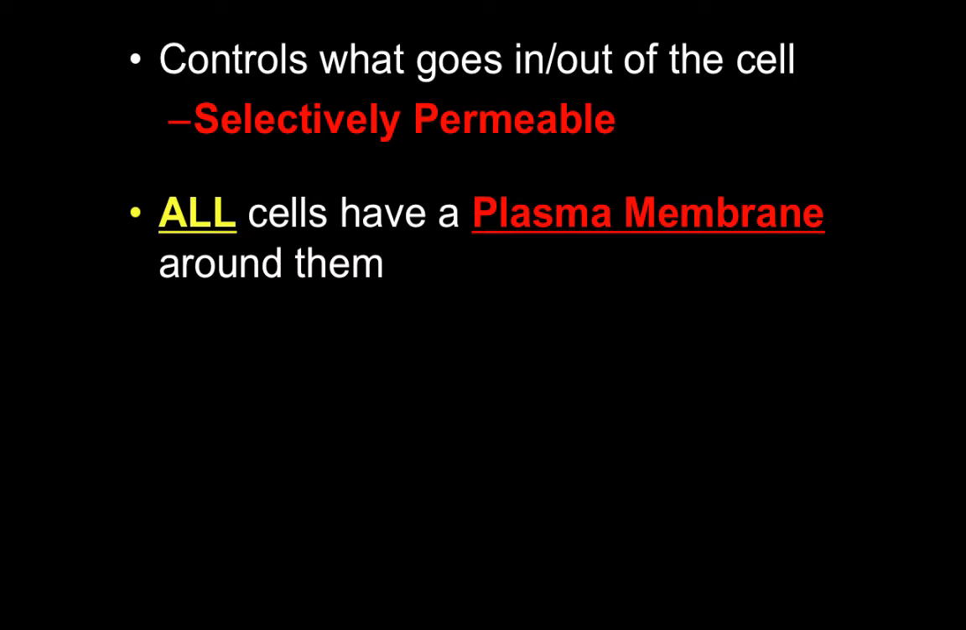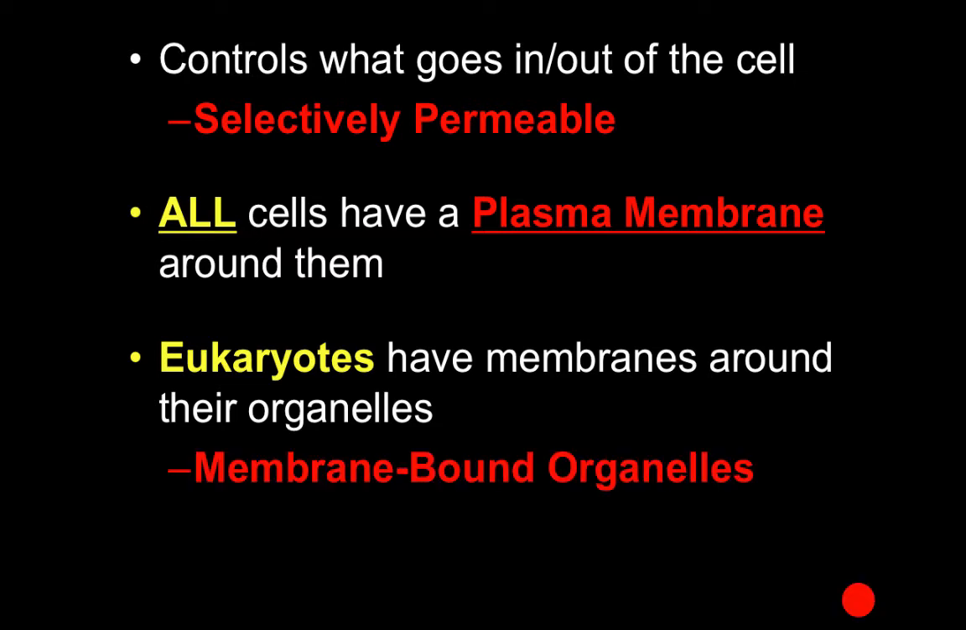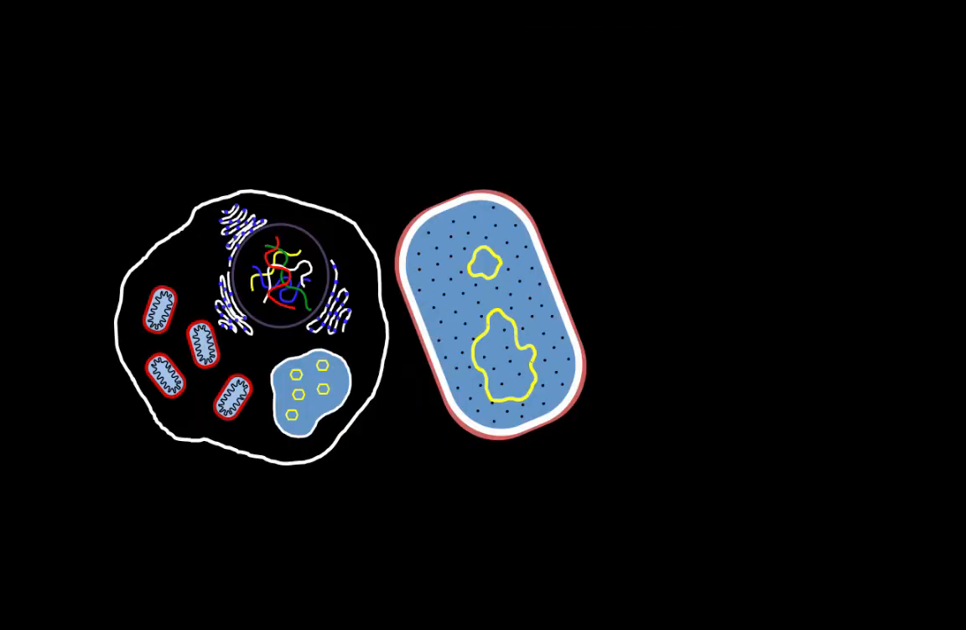All cells have a membrane around them called the plasma membrane, and eukaryotes have membranes around some of their organelles, which we call membrane-bound organelles. Now here's an example of a cell that shows the plasma membrane, and notice how it is separating the water that's inside the cell from the water outside the cell. That's one of the primary functions of a membrane.